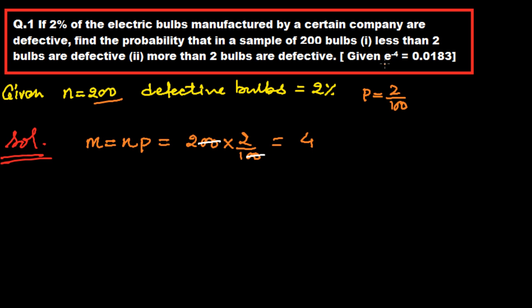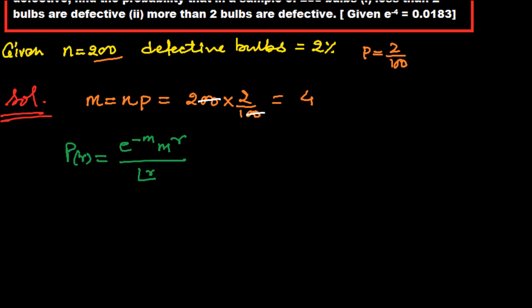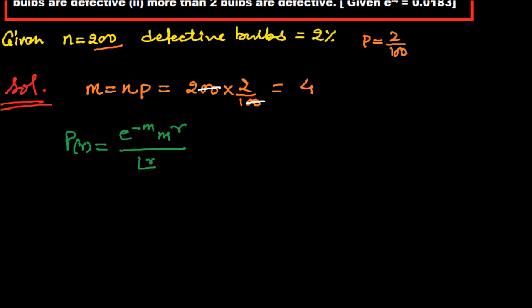They have given that e to the power minus 4 is equal to 0.0183. This is the value of e to the power minus 4. Now we know the Poisson distribution formula, P of r is equal to e to the power minus m, m to the power r over factorial r. So now we will find out P0, P1 and P2.